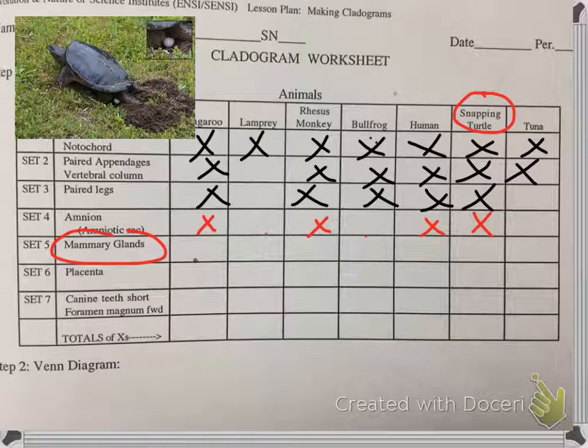Well, is a fish a mammal? No. Well, not milk, but eggs. Yeah, but that's not milk. We're talking about mammary glands here, which are glands which produce milk.